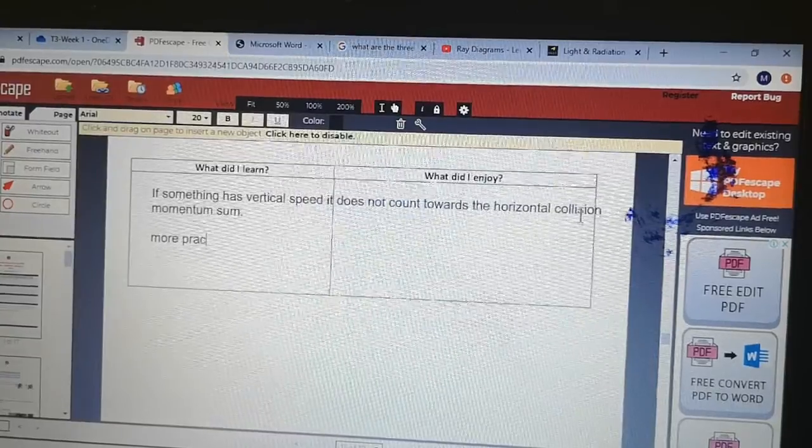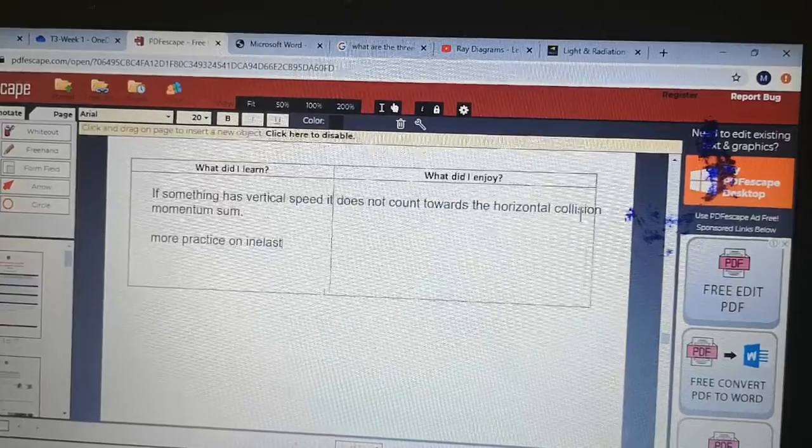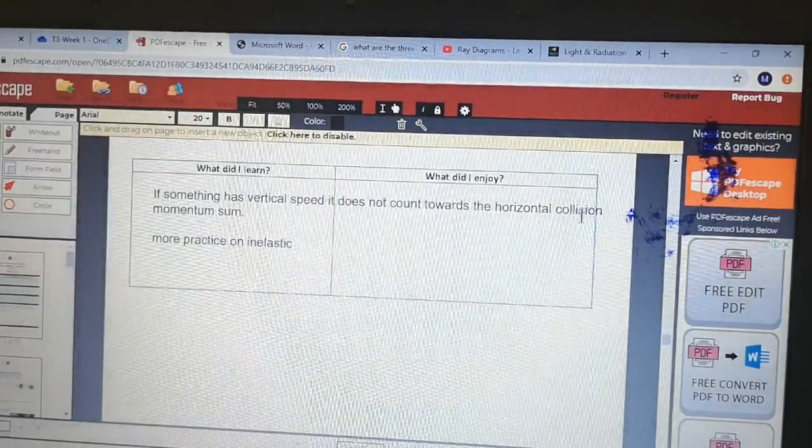We also did more practice on inelastic collisions, when we lose energy. Remember, inelastic is when they stick together.